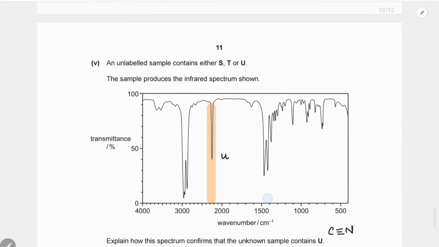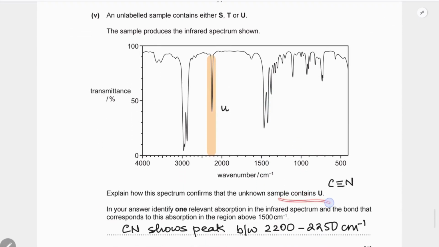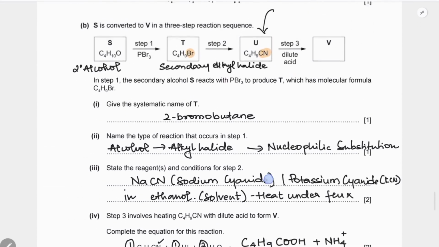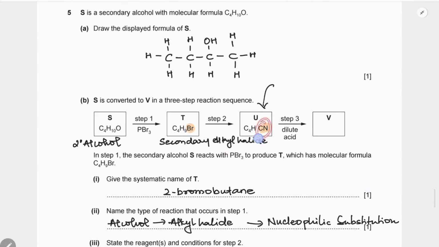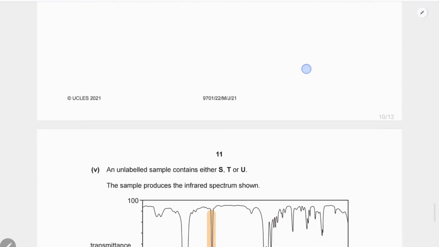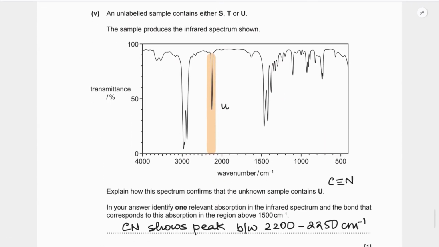So over here, if you can see, our sample contains U. That means it's going to be a nitrile or cyanide group, a triple bond. As you all know, the cyanide group will obviously lie in this region. CN shows a peak between 2200 to 2250 centimeter inverse. So this region is nothing but sample U. So you can mark this as U to get 1 mark.